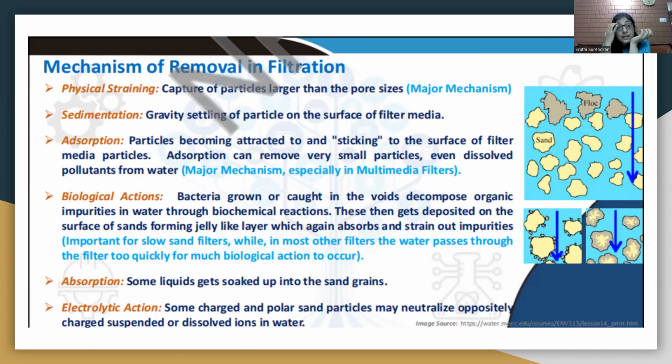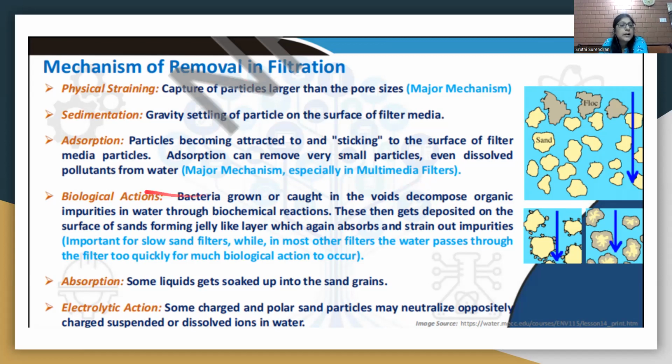Another process that is occurring is sedimentation, that is particles will settle on this filter media. The third process occurring is adsorption, that is the materials in the filter media are going to adsorb the particles. They're going to attract the particles towards the surface and it is going to stick onto it. So this is the major mechanism occurring in multimedia filters.